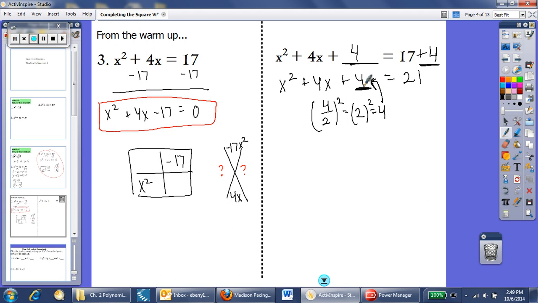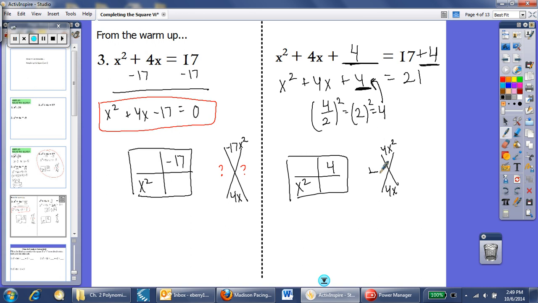Now let's see if this actually made it factorable. So let's go ahead and draw the x, the box, and the x for it. This is x squared, 4 goes here. I have 4x squared on the top and the middle term 4x on the bottom. The sides are 2x and 2x. Filling those into my boxes, I get 2x and 2x.